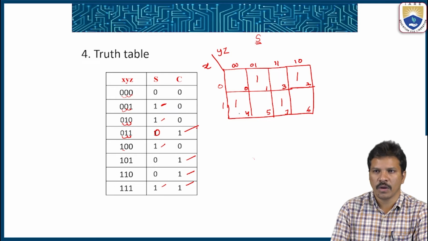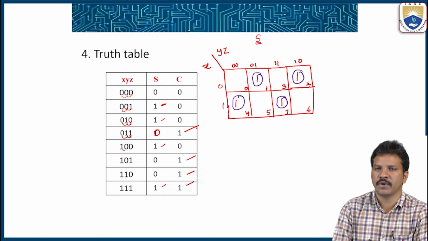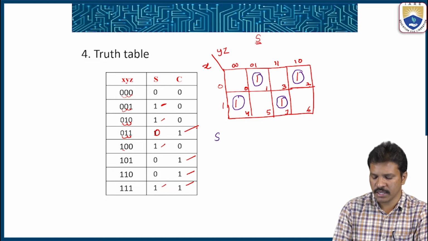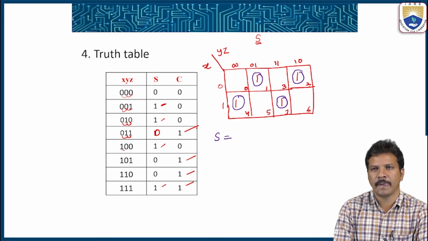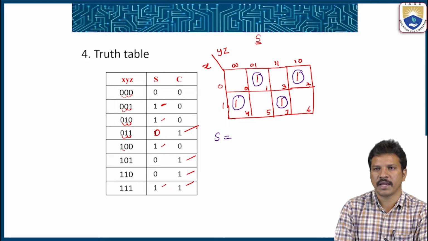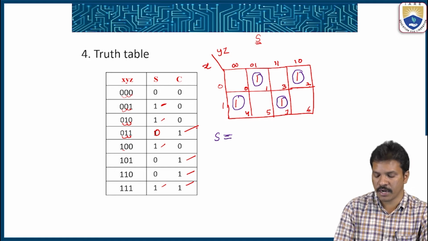If you check this one, there is no octet, and there will be no quad adjacency, and no pair also. So directly you can take individual ones. There is no horizontally adjacent, no vertically adjacent ones in the corresponding numbers. So sum is always like this. In this case we can find one special thing. These are all essential prime implicants because no single minterm is combined with other minterms. So they are called essential prime implicants.